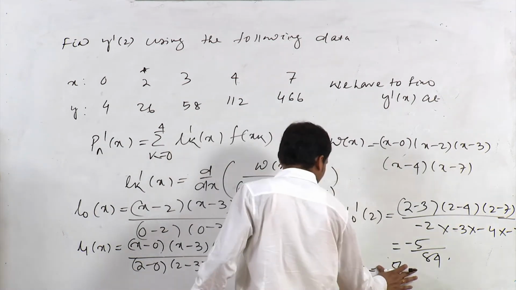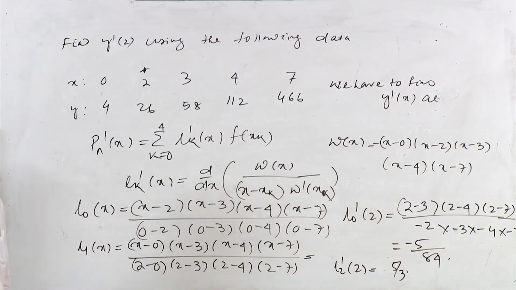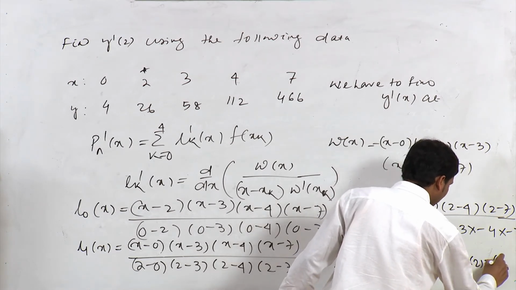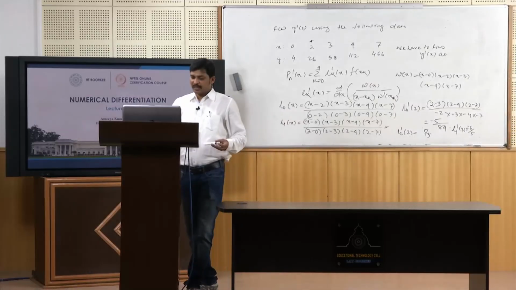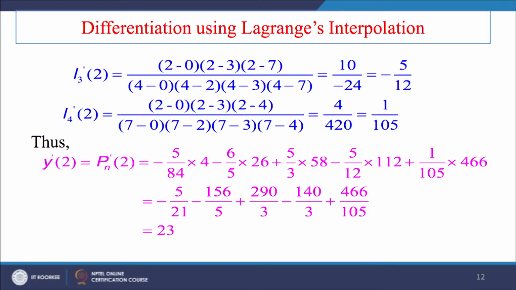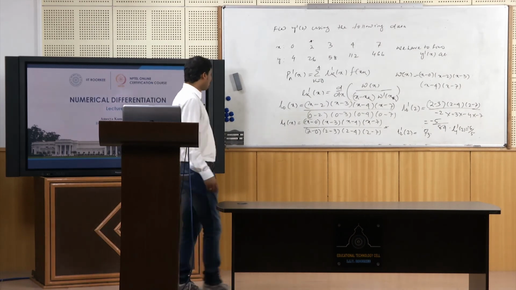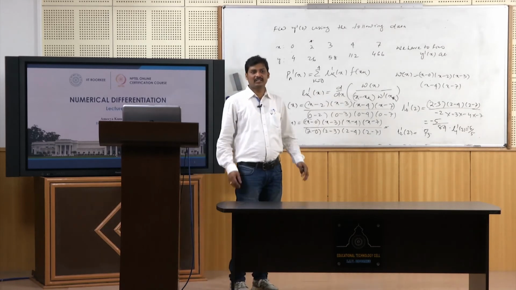Sorry, this is 5 by 3 only, and L1 dash of 2 is giving you minus 6 by 5. In the same manner, if you compute L3 dash of 2, we have to treat it the same way, and that will give you minus 5 by 12, and if you compute L4 dash of 2, that will give you 1 by 105. Once all of these values are known to us, then we can write this functional derivative.